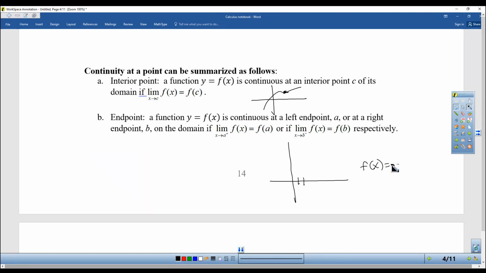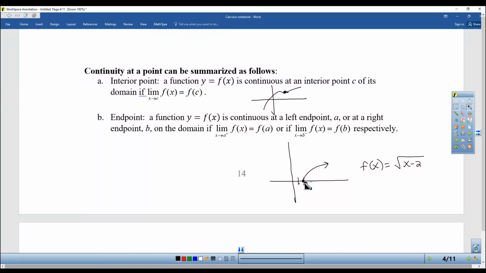Let's say you have f of x is equal to the square root of x minus 2. This graph looks like this. So technically the definition doesn't work because there is no limit as you approach 2 from the left. So they accounted for this. The second part of a continuity theorem would say a function y is equal to f of x is continuous at a left endpoint a or at a right endpoint b on the domain if the limit coming from the appropriate direction equals the function value.